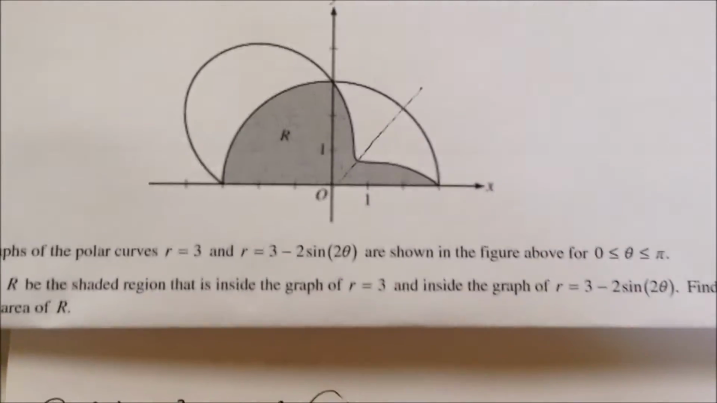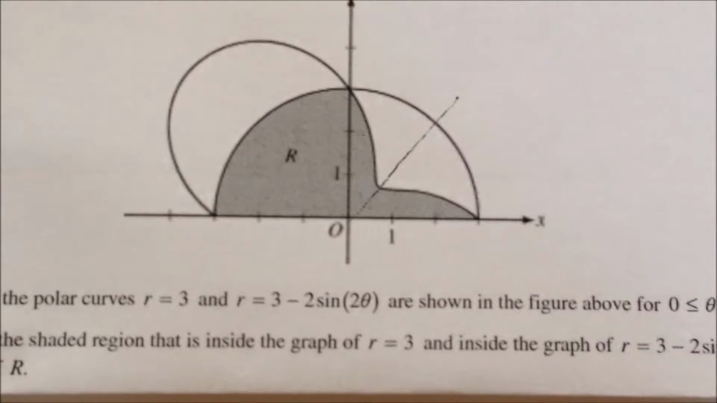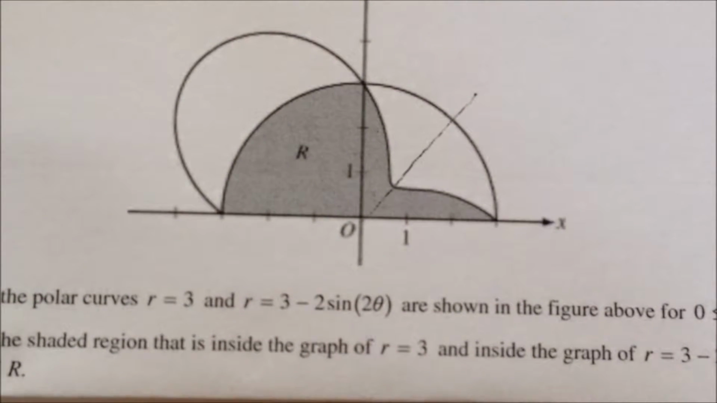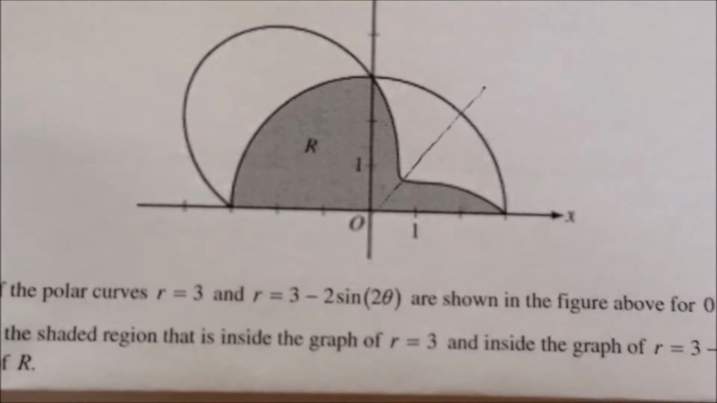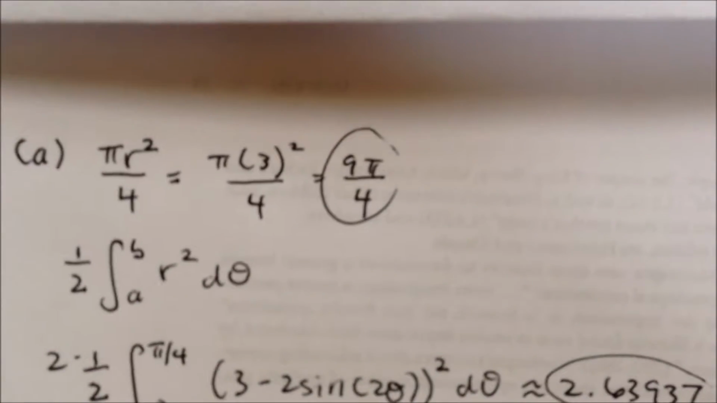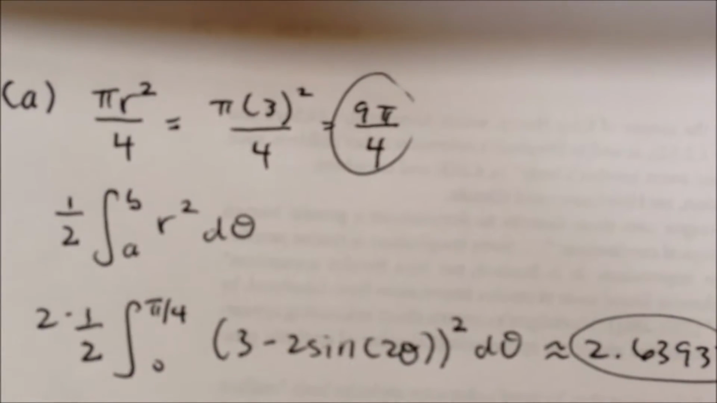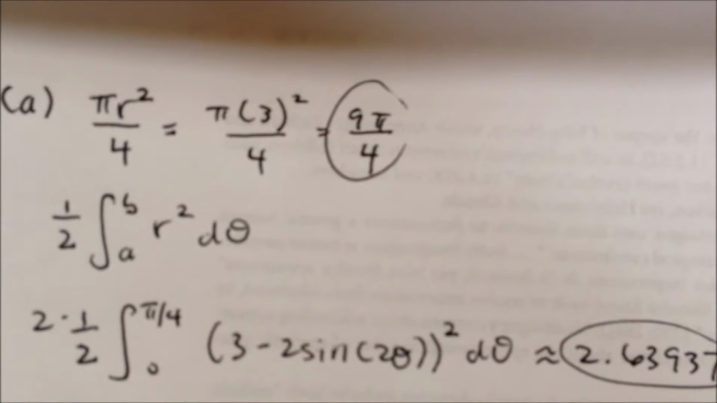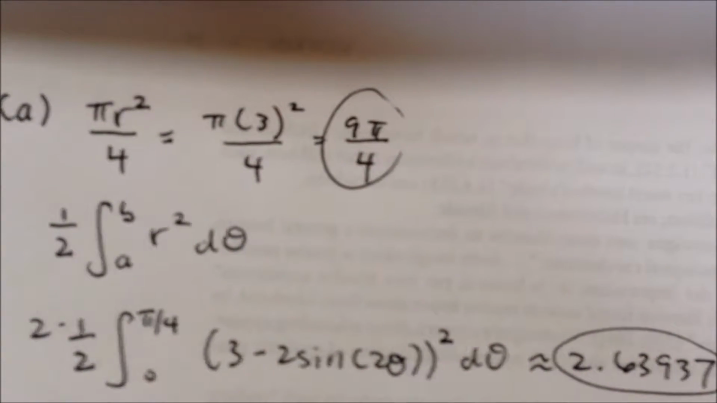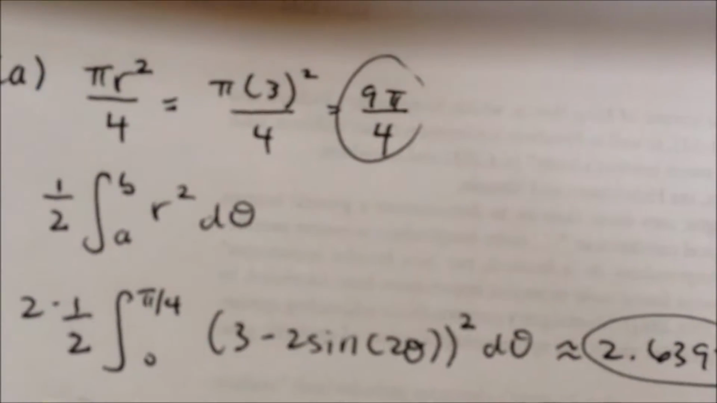So we can see from this graph that they give you that it is made up of a quarter circle and then the area under r equals 3 minus 2 sine 2 theta in the first quadrant. So let's start with that first quarter circle. We know that the formula for a quarter circle is pi r squared over 4, and we know that r equals 3, so we can find that the area of the quarter circle is 9 pi over 4.